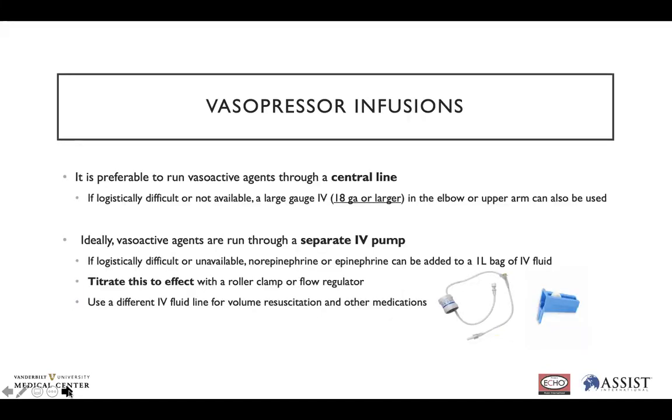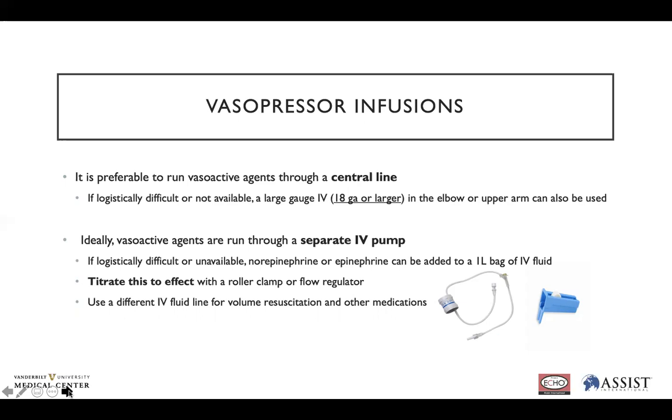A little bit more on vasopressor infusions. It's preferable to run any vasoactive agent through a central line. However, central lines may be logistically difficult for some of you to obtain or just not available. In that case, a large IV, so an 18 gauge IV or larger, somewhere preferably in the elbow or higher, so in a larger vein, can be used easily. And ideally, these vasoactive agents will be run through a separate IV pump. Again, understanding that that may not be available or be logistically difficult to obtain.